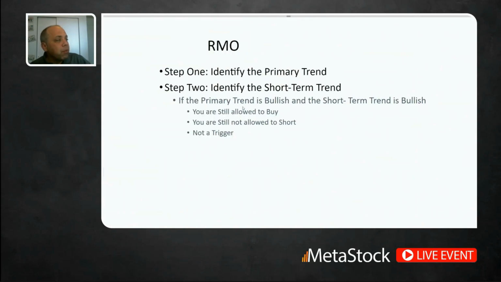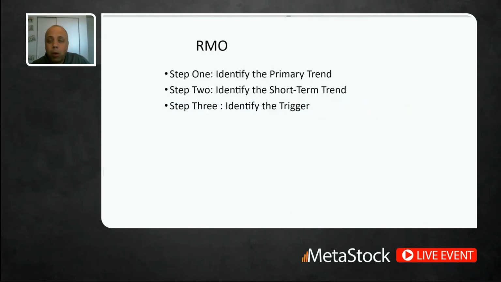Just to reiterate, if our primary trend is bullish and our short-term trend is bullish, we're allowed to buy. We're not allowed to short. This isn't a trigger to enter the market. Makes sense? All right. Let's go ahead and talk a little bit about how we use that primary trend, that long-term trend and that short-term trend. Once we have a match, how we actually look at getting signals.